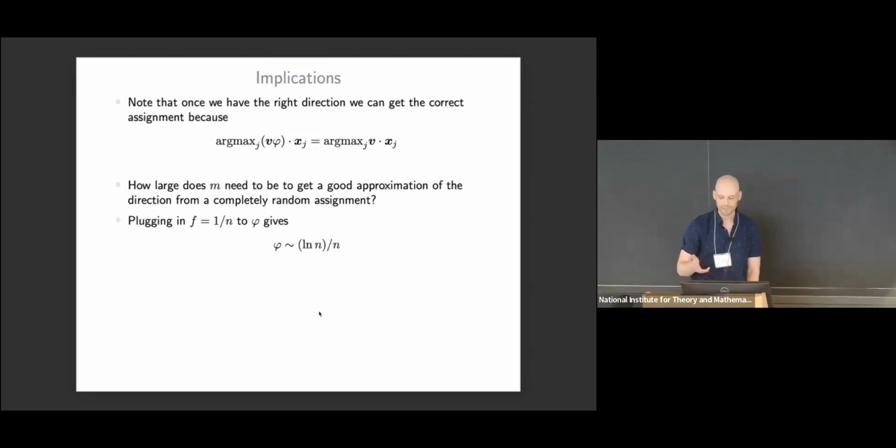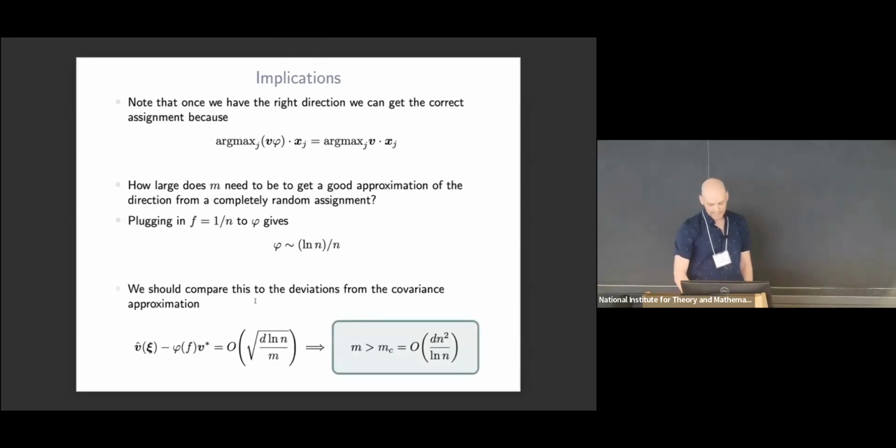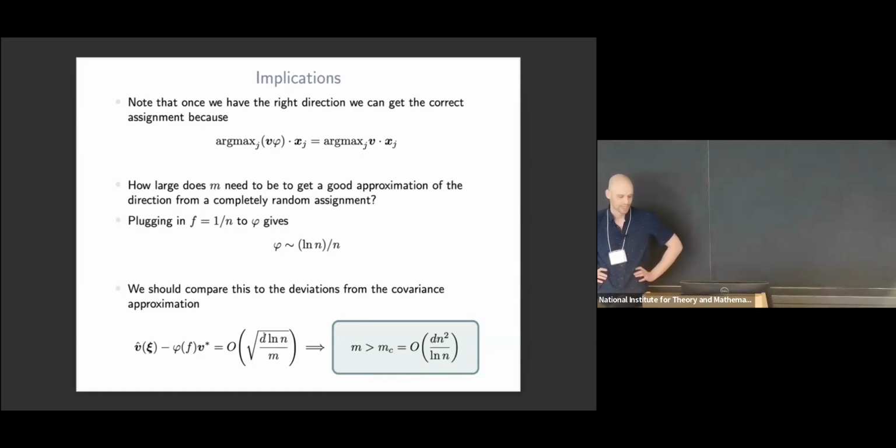By plugging in f equals 1 over n, heuristically, because in the large M limit we're going to have a fraction 1 over n of matched assignments if we just pick a random assignment, that gives us phi scaling like ln n over n. If you compare this to the order of the deviations you expect from the covariance estimation, which determines how different v hat is going to be from the scalar multiple of the scaled concept vector, those are like d ln n over m, and then you solve and you get how big m needs to be, which is going to be n squared.